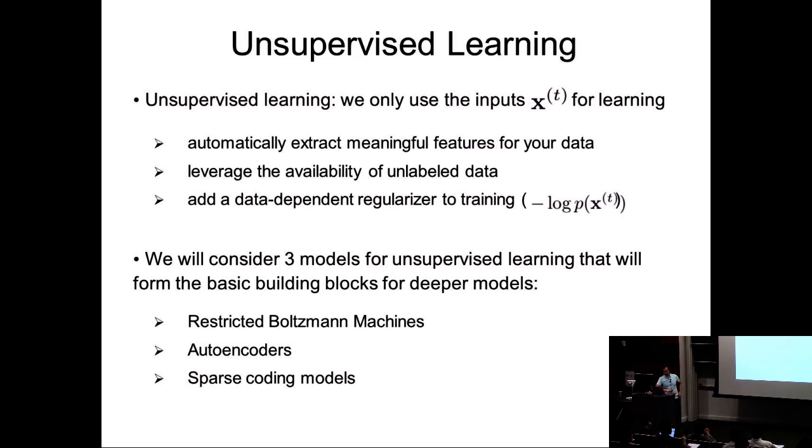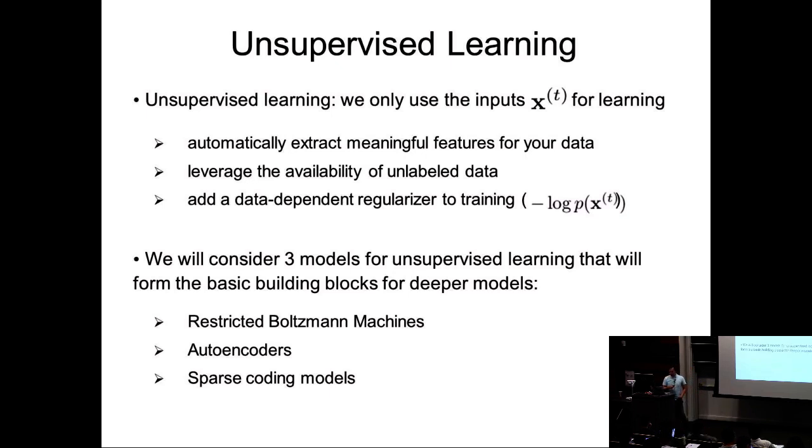Okay, so unsupervised learning, we only need the inputs X for learning. We actually don't have targets Y, right? So you can think about what can we do with it. We can try to extract some meaningful representations from the data, maybe some features. You can think about leveraging the availability of unlabeled data, because unlabeled data is cheap to get. In many cases, people actually use data-dependent regularization for training, looking at some form of log P of X as an additional regularizer, like unsupervised pre-training that we briefly mentioned a couple of classes ago.